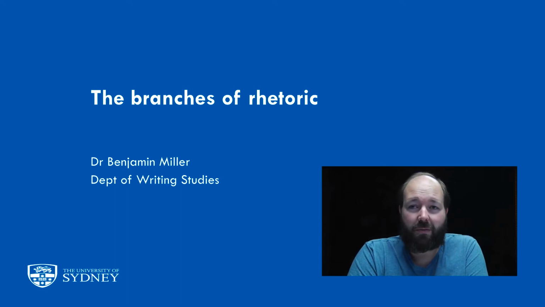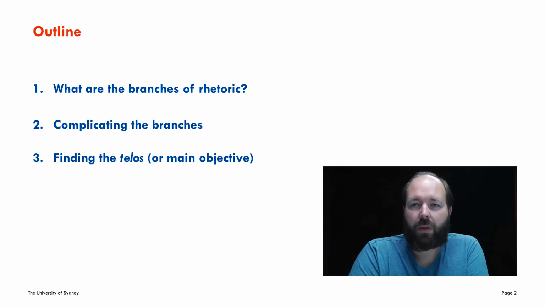This video defines the branches of rhetoric, adds some scholarly complexity to a discussion of the branches of rhetoric, and helps you think of ways that you can use the branches of rhetoric in a rhetorical analysis. So briefly, we'll be defining the branches of rhetoric. We'll be looking at a scholarly article about the branches of rhetoric, and we'll consider how to find the telos, and this is a complex rhetorical term, how to find the telos or the main objective within a text that you're analysing.